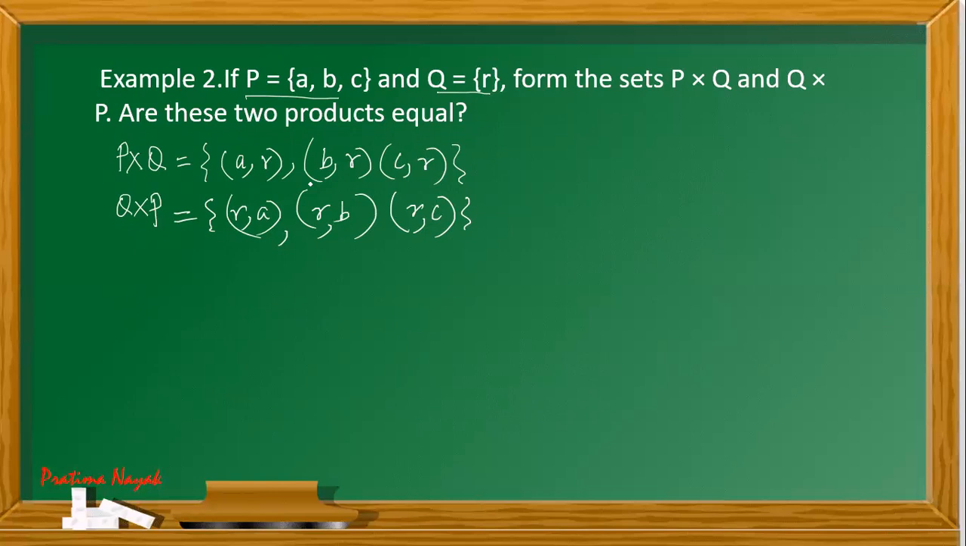So are they equal? No. These two products are not equal. Cartesian product of P and Q is not equal to Cartesian product of Q and P.